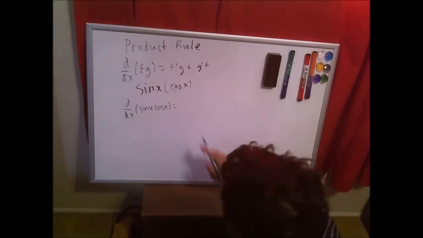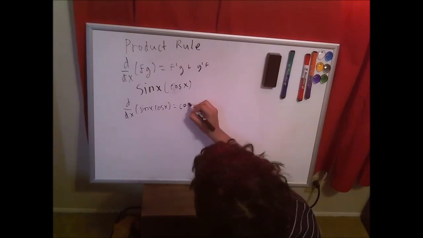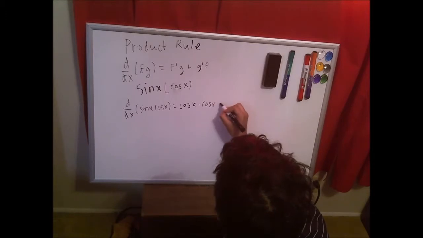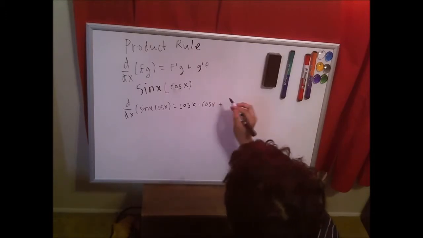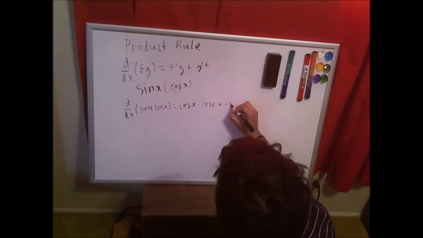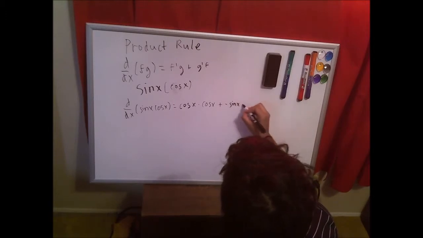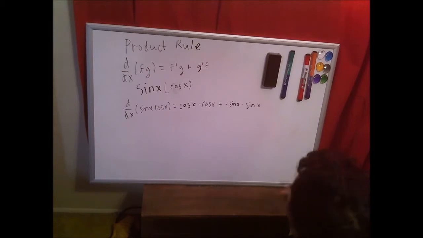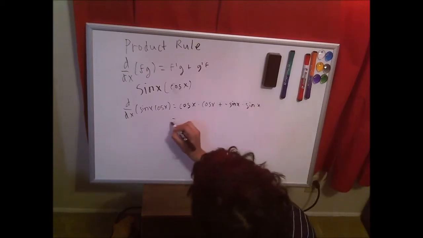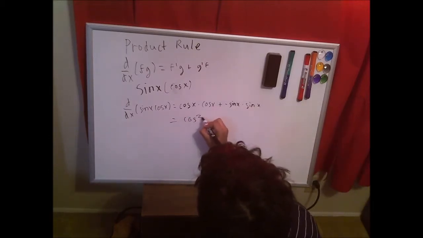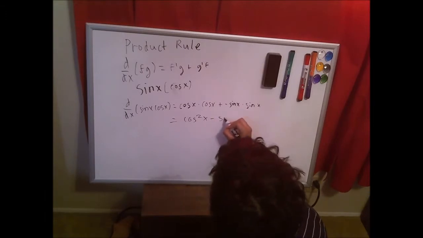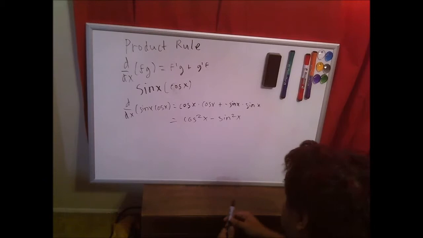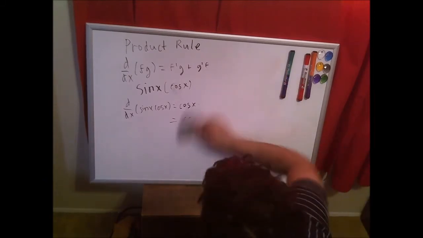We take the derivative of sine of x first, which is cosine of x, multiply it by cosine of x, and we add it to the derivative of the second one, which is negative sine of x times sine of x. We simplify that, and we get cosine squared of x minus sine squared of x. Now we'll go over the quotient rule.